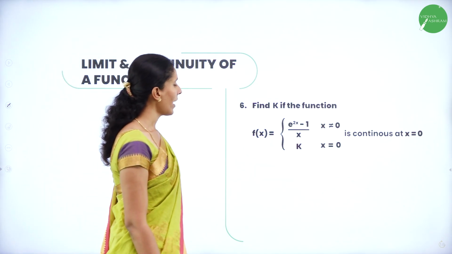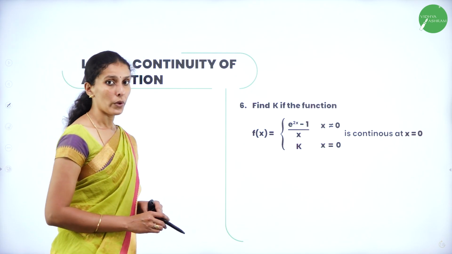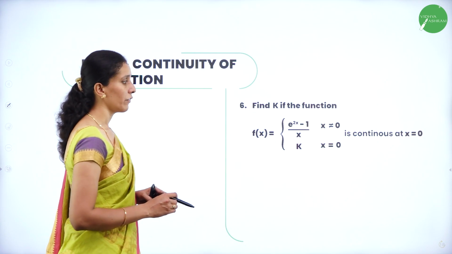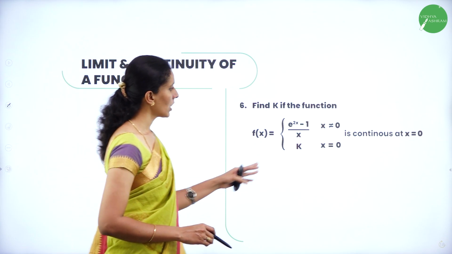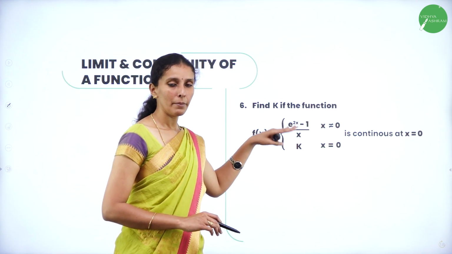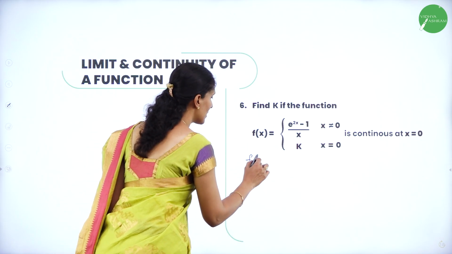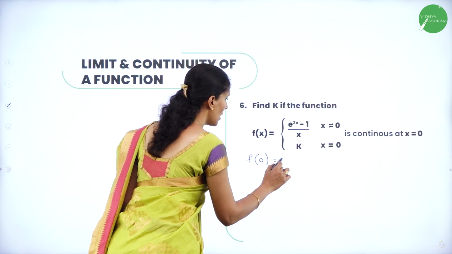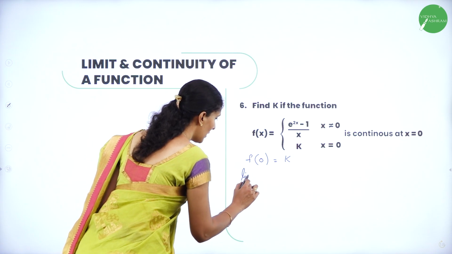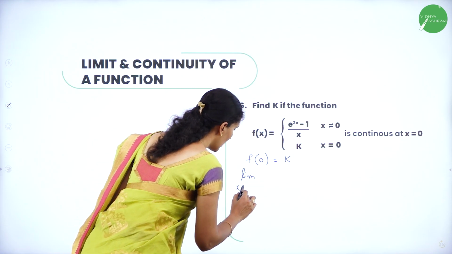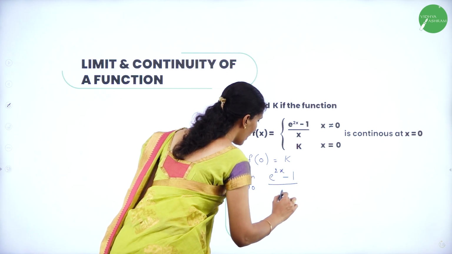Next question. Find k if the function f of x is equal to (e power 2x minus 1) over x when x not equal to 0 and k if x is equal to 0 is continuous at x equal to 0. So, given the function is continuous, so the left hand limit, right hand limit and function value is same. So, at x as 0, the functional value is k. Now, let us apply the limit for this function. So, limit as x tends to 0, (e power 2x minus 1) divided by x.